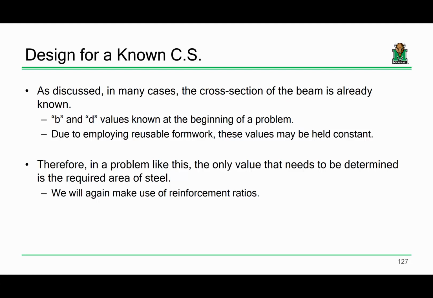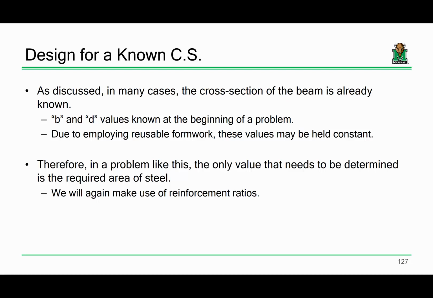Now, I really briefly want to mention this. This is designed for a known cross-section. So this is a little different. This is if you're using something like a precast element or using ready-made forms where you know what the beam looks like, and the only thing that you need to determine is the area of steel. This is actually a really easy design problem because there's not as many variables. The size of the beam is locked. So the only thing that you need is As.